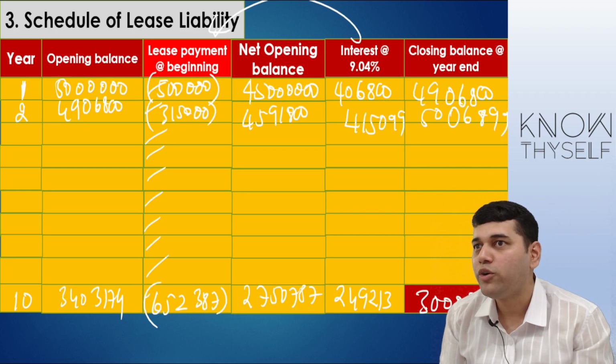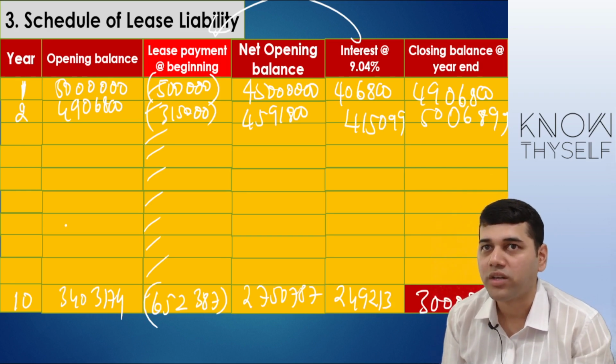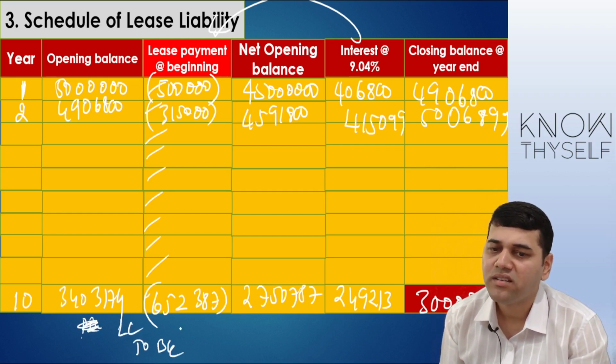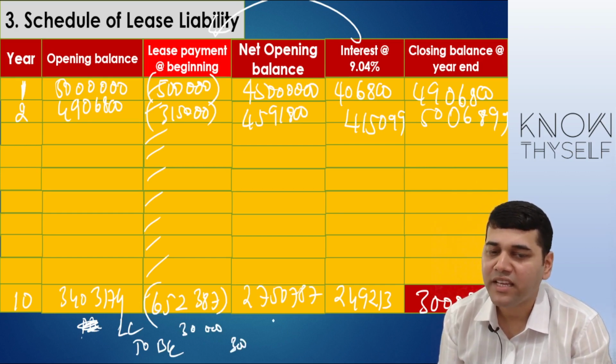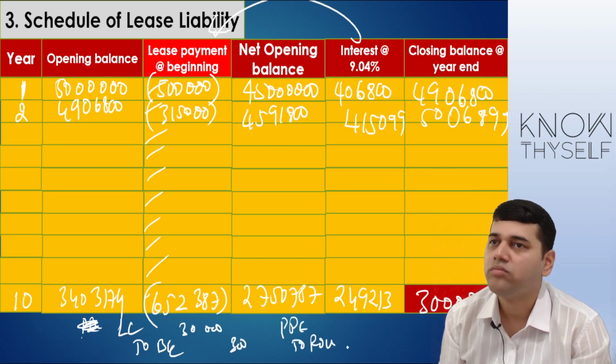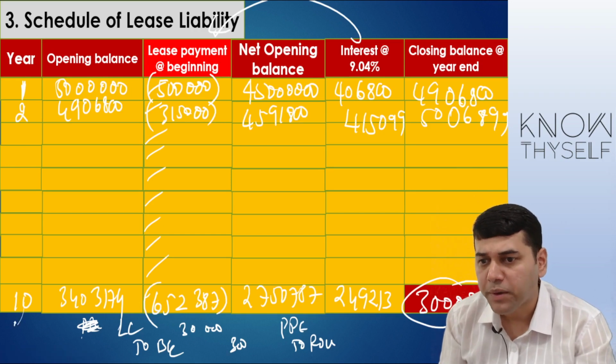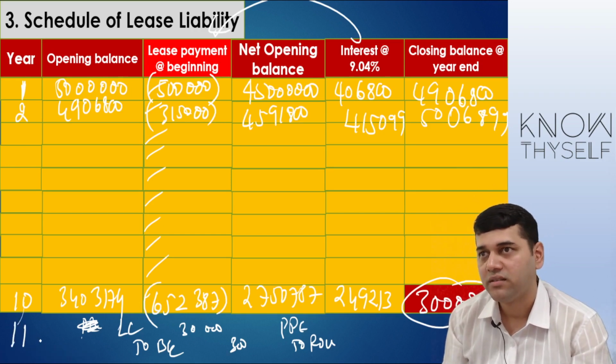That's what I told you in the accounting entry. The accounting entry is what? PPE account debit. Lease liability account debit to bank 30. And whatever balance is lying in the ROU asset, PPE account debit to ROU. This lease liability you pay, no? Or if you want to continue, you prepare at the end of the 11th year.